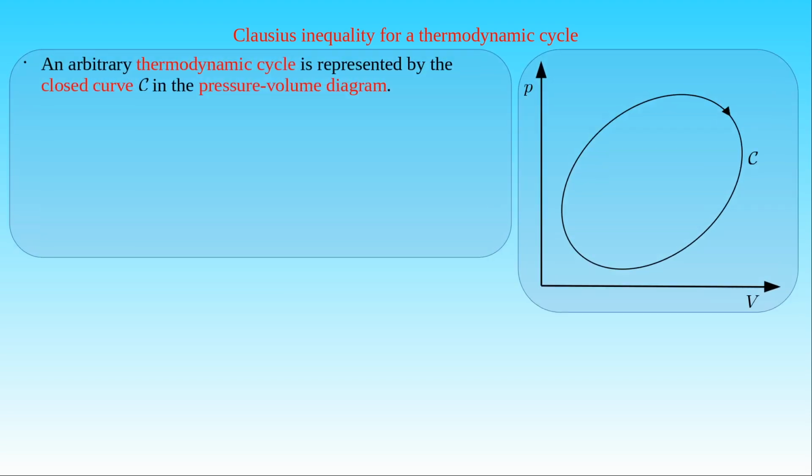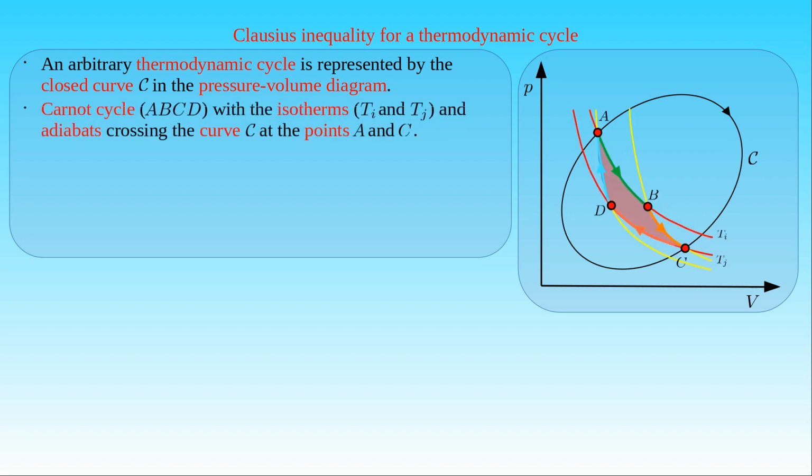This result can be generalized to any cyclic process in thermodynamics in the following way. Let us consider a thermodynamic cycle represented by the closed curve calligraphic C in the pressure-volume diagram, where the arrow on the curve indicates the direction of the cycle. We also draw a Carnot cycle such that its states A and C are on the curve calligraphic C representing the thermodynamic cycle, where the heat is absorbed from two heat reservoirs at the temperatures Ti and Tj.